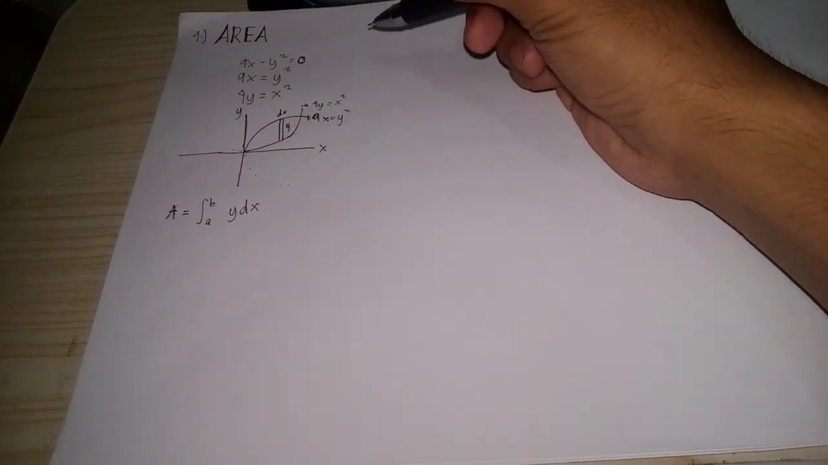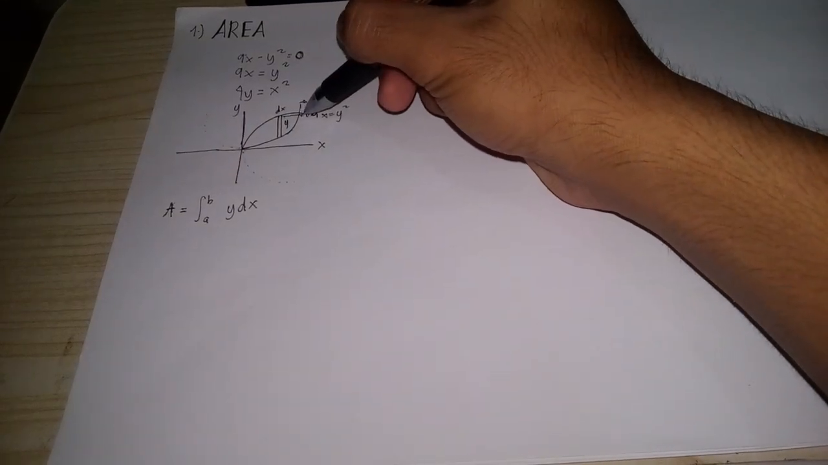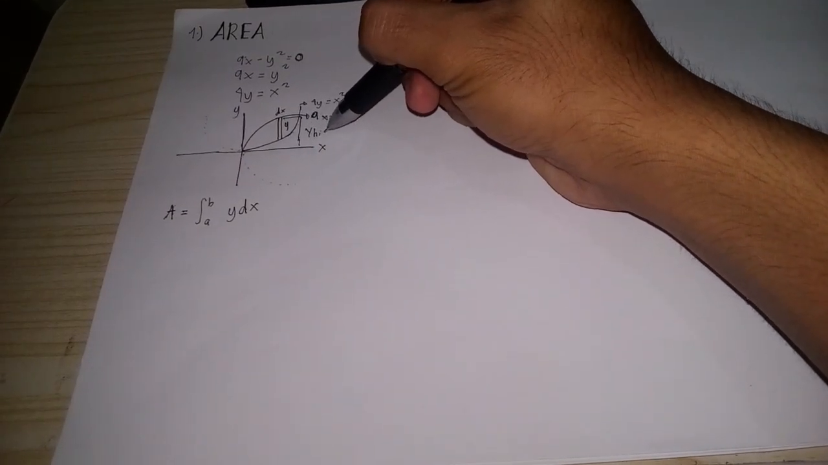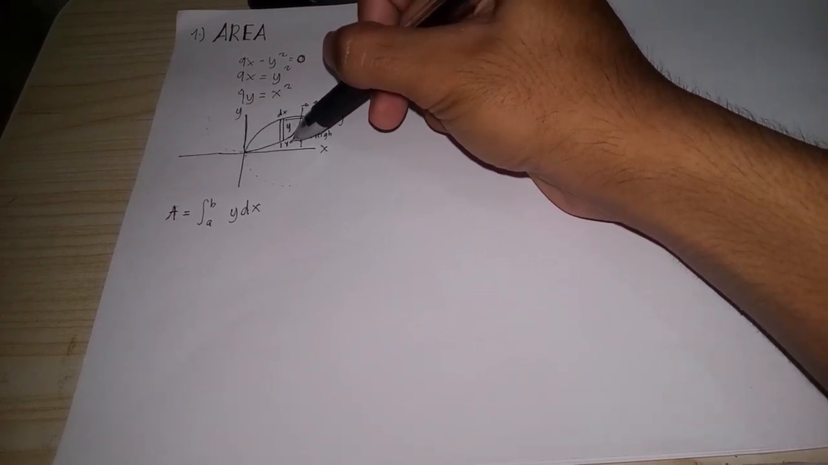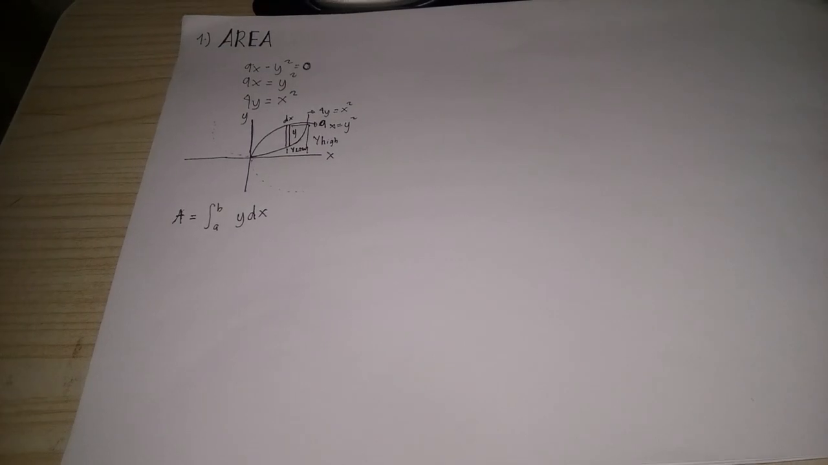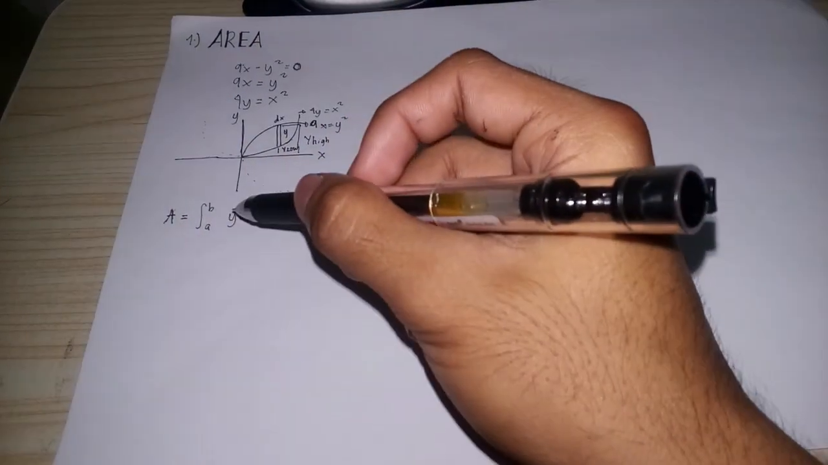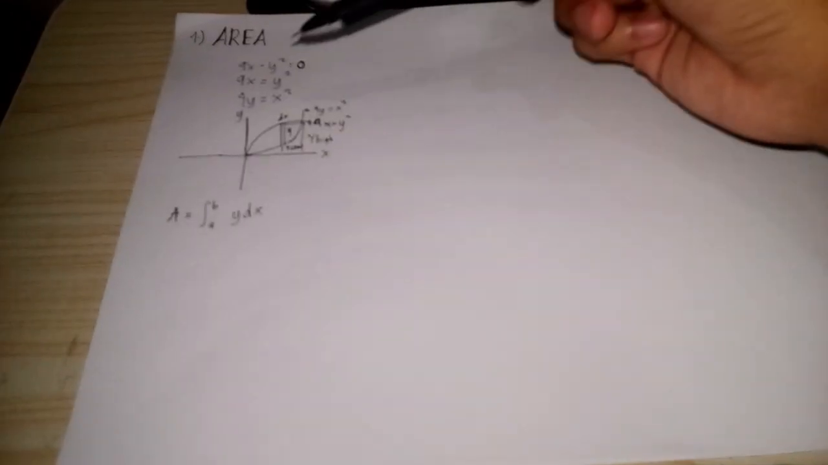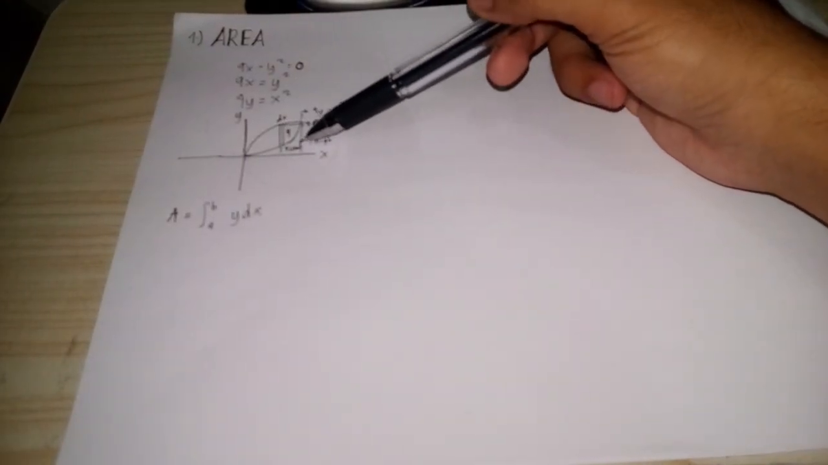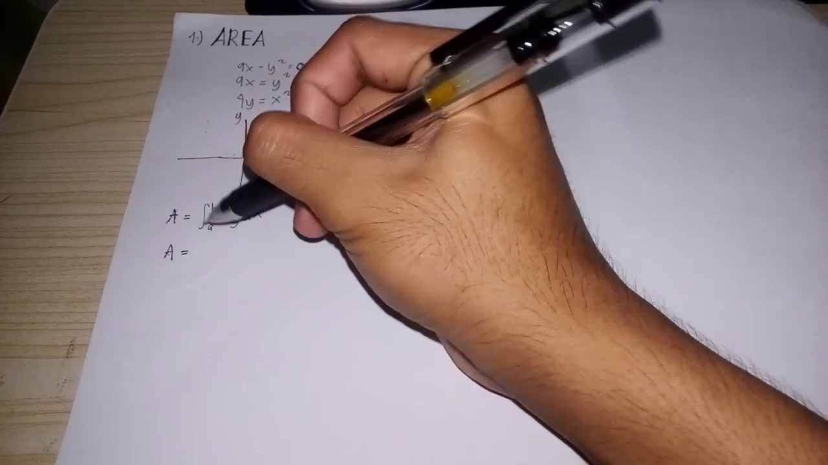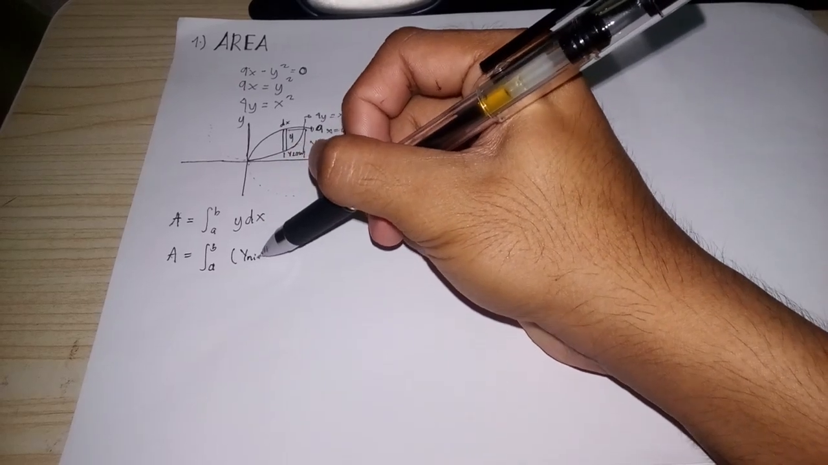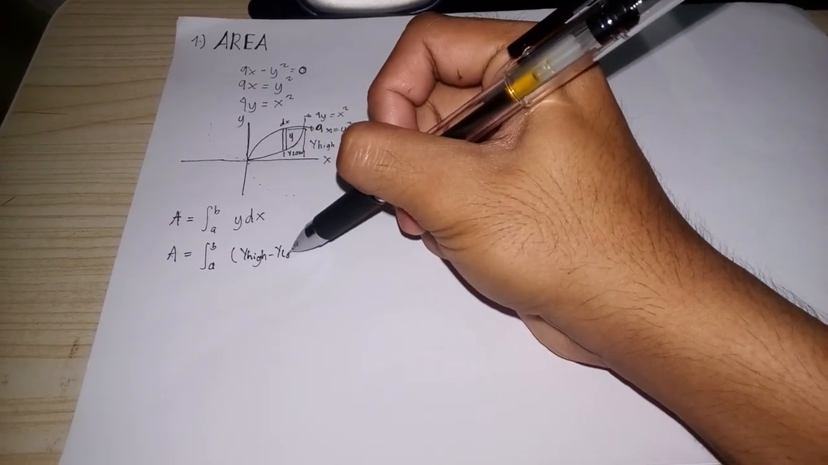To get the value of y, we know that this here is our y high and this one here is our y low. To get the area, we need to subtract y low from y high. Therefore our area will become the integral from a to b of y high minus y low dx.